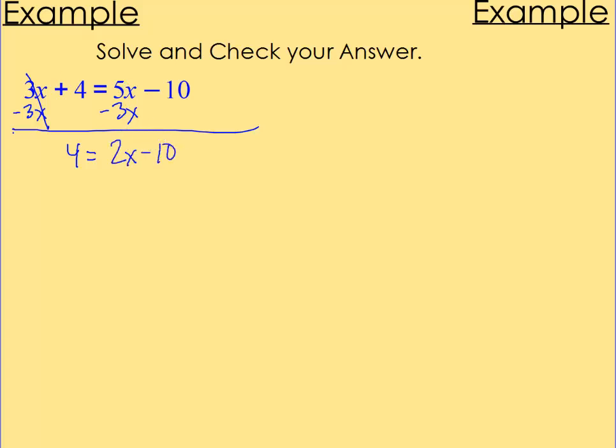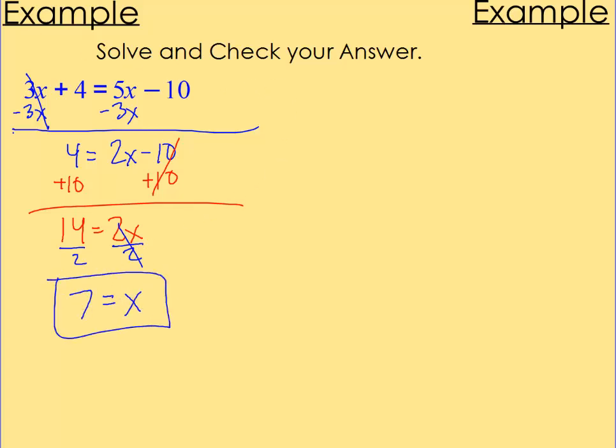And my next step is I want to isolate this x, so I have a 2 times x and a minus 10. Well, according to reverse operations, I want to add and subtract first, so I will add 10 to both sides first. It cancels out the 10, I get 14 equals 2x. And the last step, I want to get that x by itself, so I will divide by 2. 2's cancel, I get x equals 7.